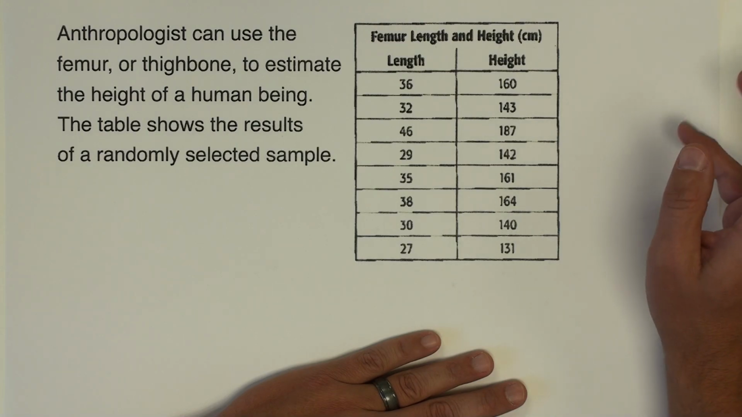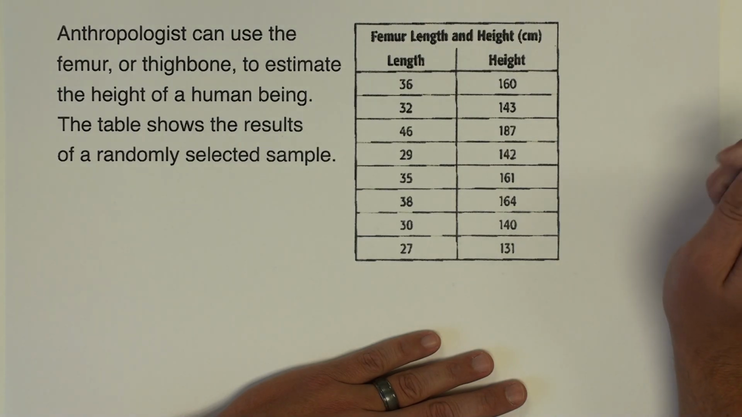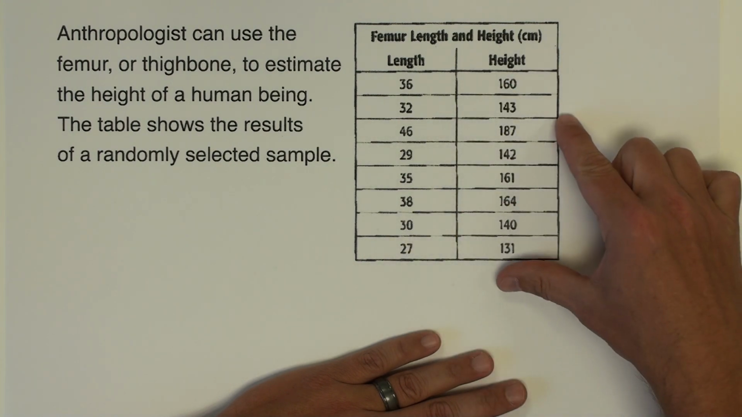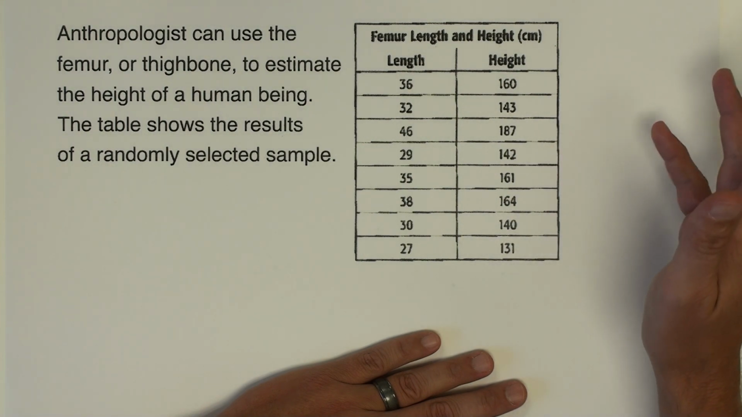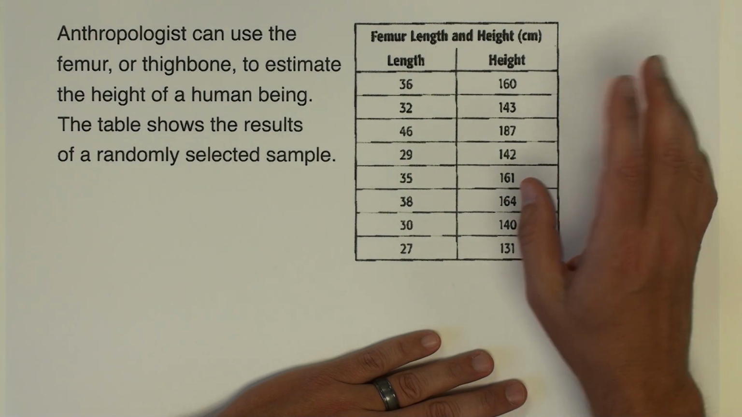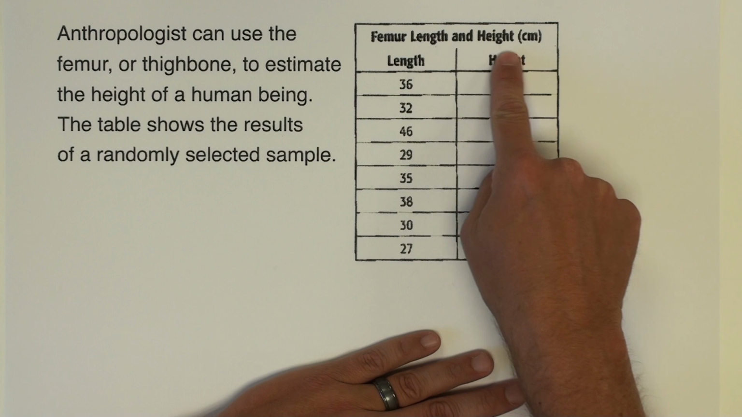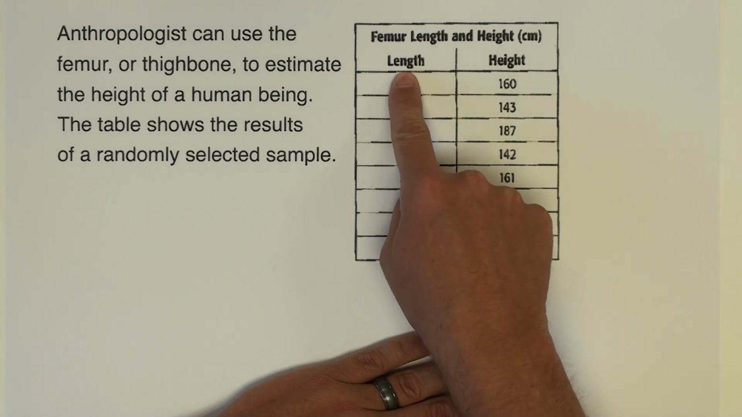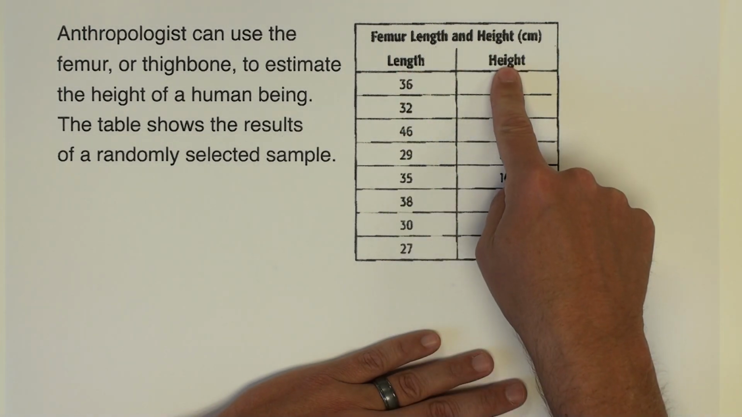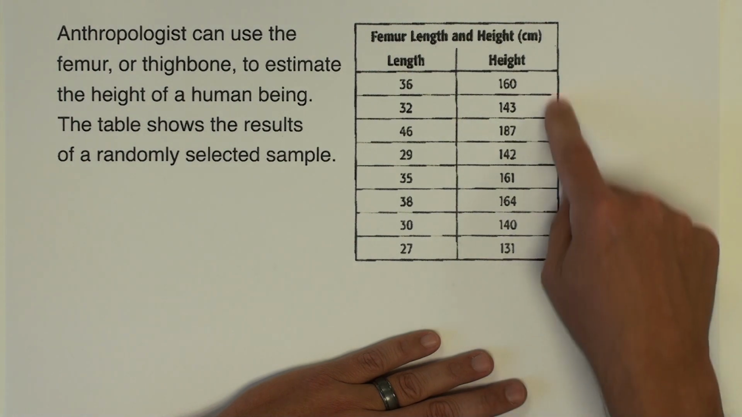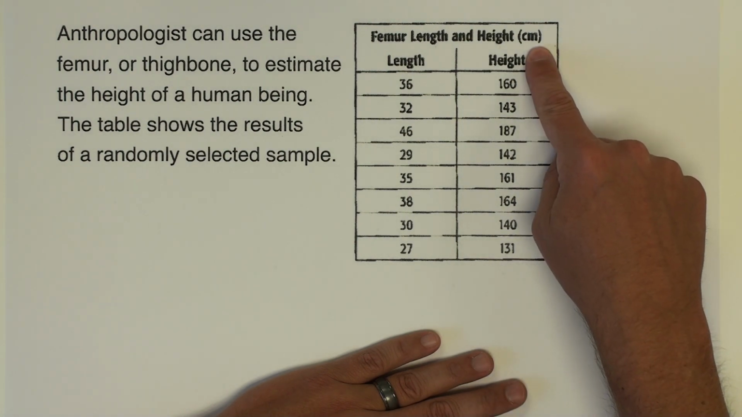Okay, this example problem says that anthropologists can use the femur or thigh bone to estimate the height of a human being. The table here shows the results of a randomly selected sample. If we look at the table, it's titled femur length and height, and we have the length in this column and the height in this column. The units are all in centimeters.